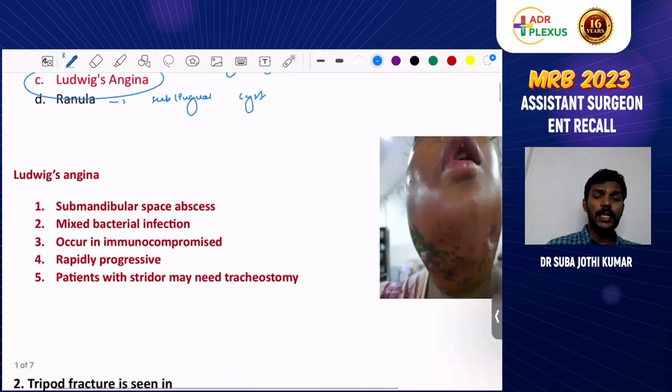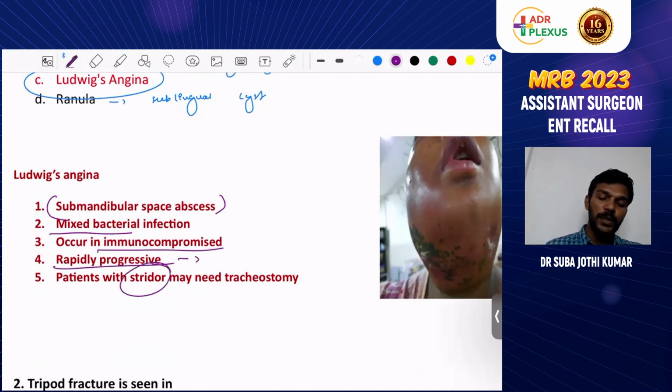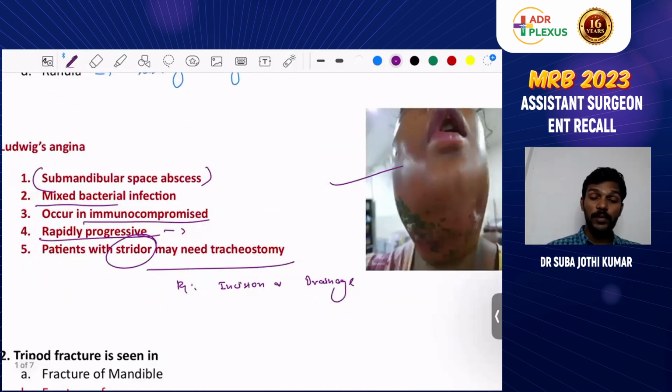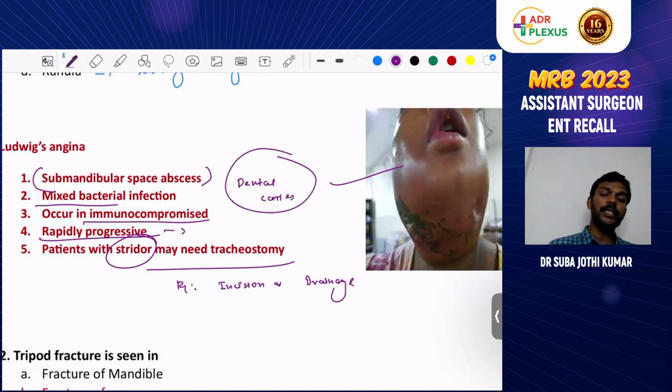What are the other points for Ludwig's angina? It's a submandibular space abscess. It's a mixed bacterial infection, both aerobic and anaerobic, that you could see in this patient. It occurs mostly in immunocompromised patients, mainly diabetic patients. Rapidly progressive, it can even lead to respiratory difficulty or stridor, so those patients may need tracheostomy. Treatment is incision and drainage as early as possible. This is a middle-aged female who had Ludwig's angina following dental caries, so dental caries can also be an important causative factor for Ludwig's angina.